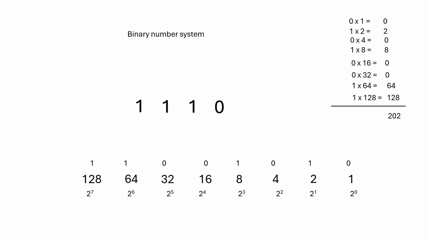Now let's take a number and see how to get its value. Let me take the number 11001010. Let us now take each of these digits and multiply them with their place value, as you can see here. Now just add the numbers that we obtained and you get the result 202.